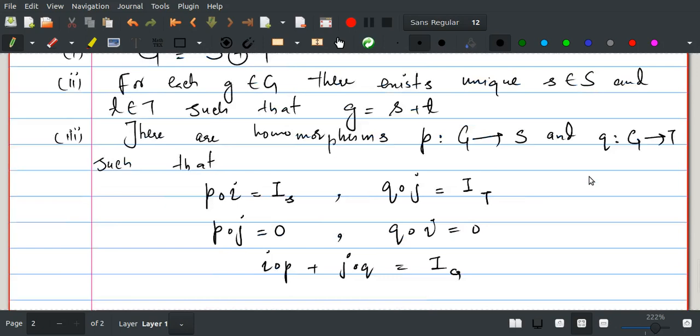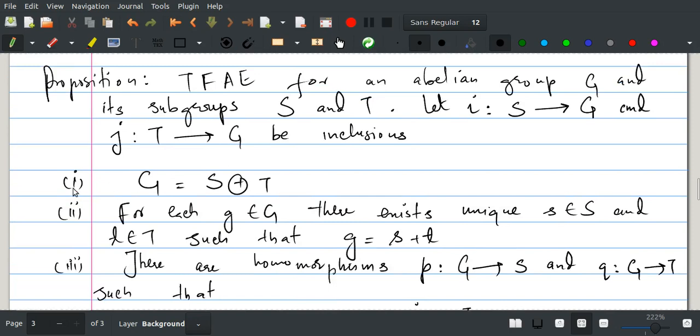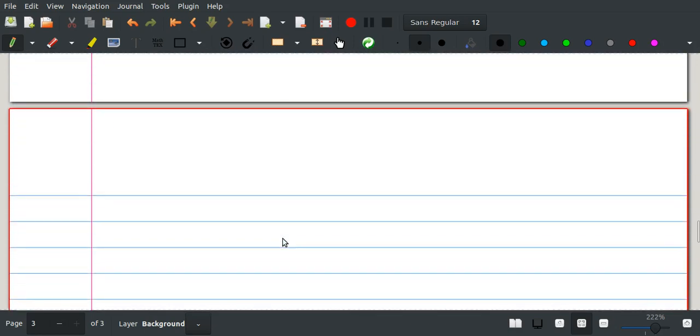So we have to prove these conditions are equivalent. First we'll prove first implies second. We'll assume that G is the direct sum of S and T. Then we show that each element of G can be uniquely expressed as the sum of an element of S and an element of T. So proof: first implies second.